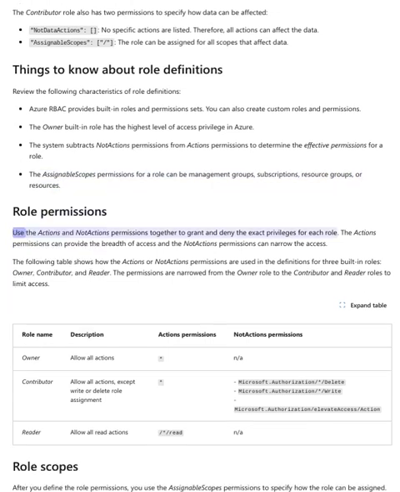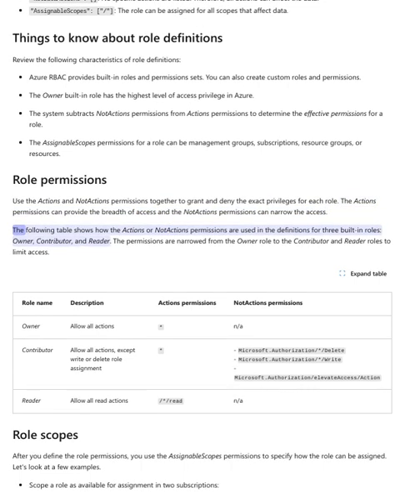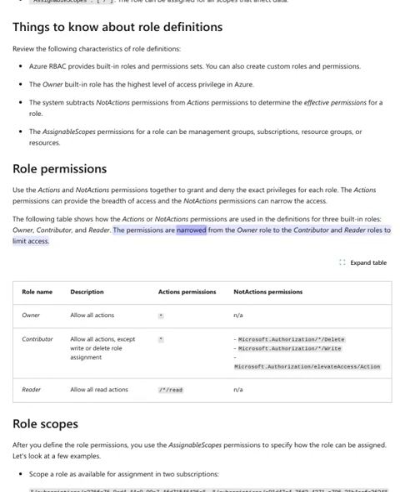Role permissions. Use the actions and not actions permissions together to grant and deny the exact privileges for each role. The actions permissions can provide the breadth of access and the not actions permissions can narrow the access. The following table shows how the actions or not actions permissions are used in the definitions for 3 built-in roles: owner, contributor, and reader. The permissions are narrowed from the owner role to the contributor and reader roles to limit access.